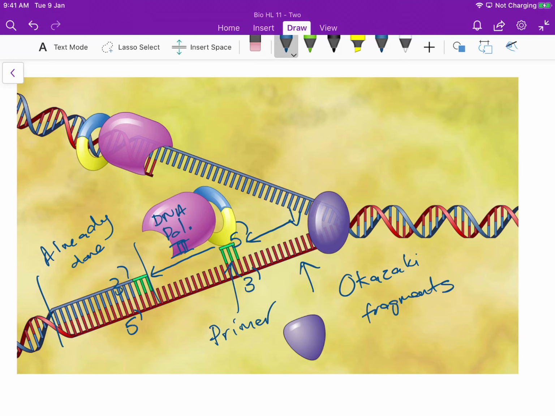Now there's also a problem. So this is RNA. So on the lagging strand, we've got a lot of problems to solve. This is an RNA section of nucleotides, and we don't want RNA. So this needs to be replaced by DNA. And so we need an enzyme to do that.